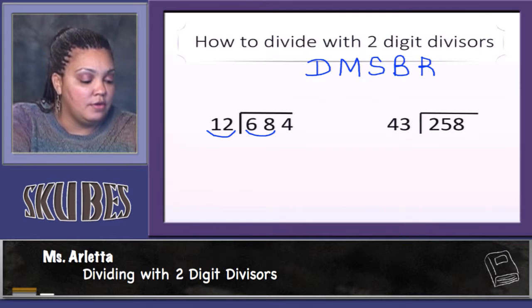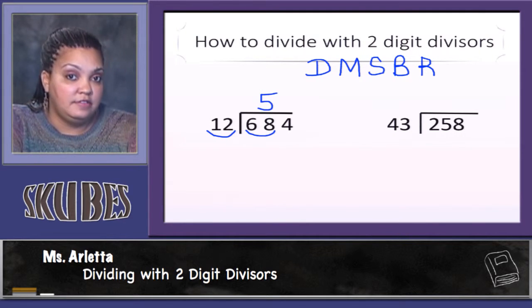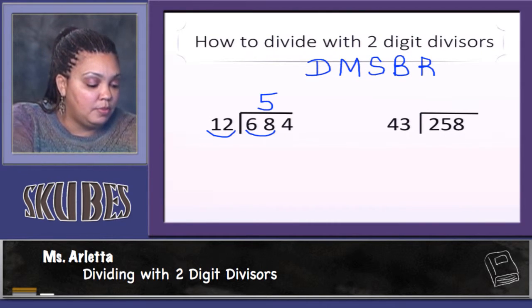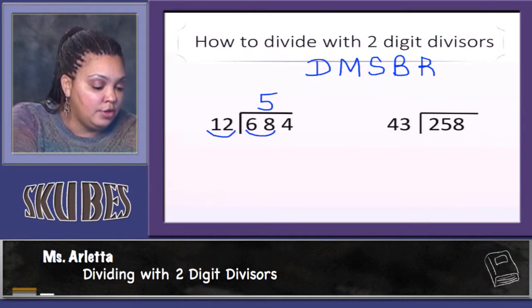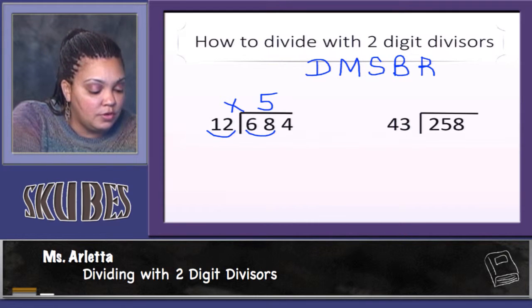68 divided by 12 is 5. That is our D portion. The very next letter is M, which means multiply. The 5 you just wrote down in your quotient, multiplying by your divisor of 12. 5 times 12 is 60.